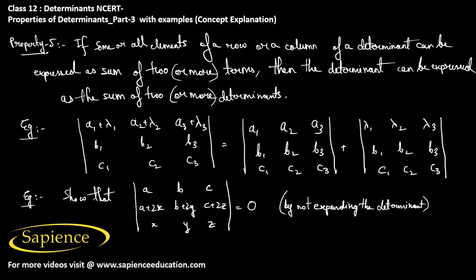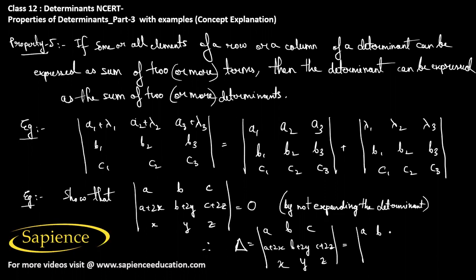So here we see that the elements in the second row have been expressed as a sum of two terms. So we can write this determinant also as the sum of two determinants. Let's call this determinant delta. So delta is equal to the determinant of A, B, C, A plus 2x, B plus 2y, C plus 2z, x, y, z. That can be written as the determinant of A, B, C, then A, B, C, then X, Y, Z, plus the determinant of A, B, C, then 2X, 2Y, 2Z, then X, Y, Z.